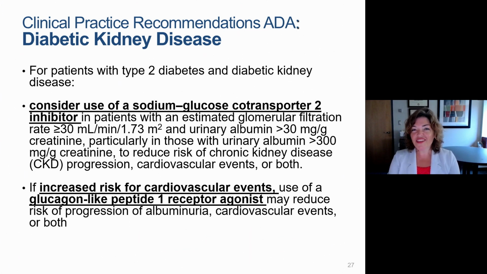So what does the ADA say? They actually are putting the sodium glucose cotransporter 2 inhibitor right up in the front lines, along with the ACE inhibitor, as an important treatment consideration because of the trial data. And then, of course, we saw that glucagon-like peptide, the GLP-1s, also decrease progression of renal disease.